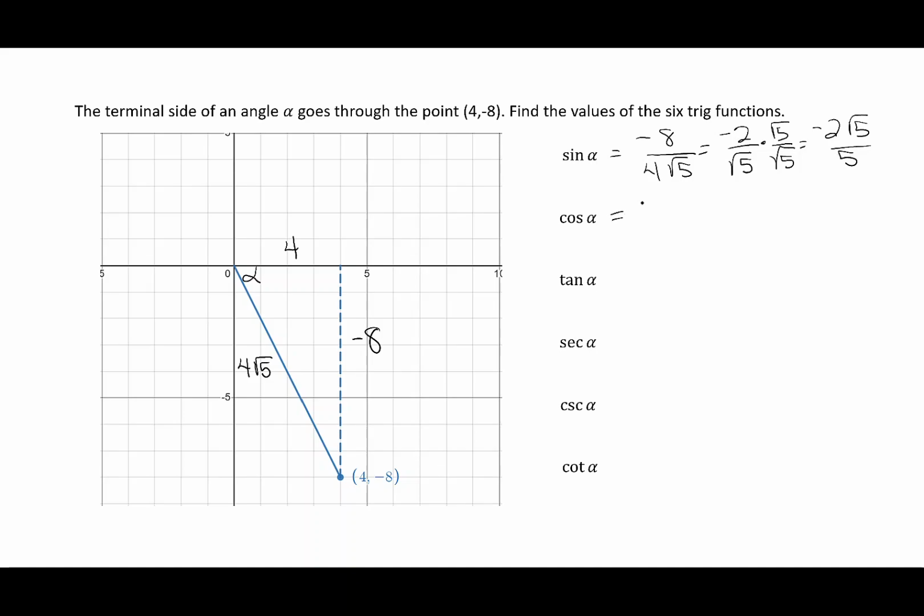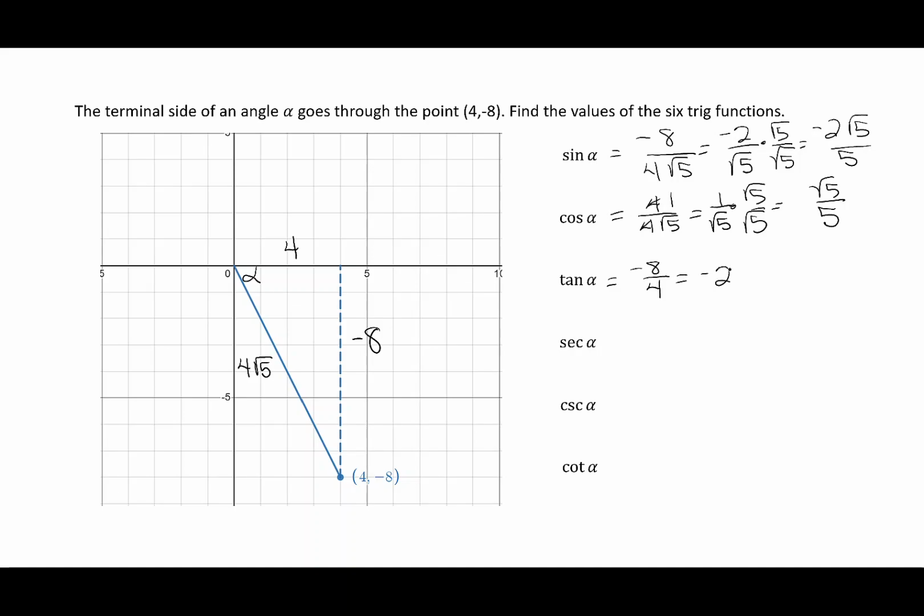Cosine will be the adjacent, which is 4, over the hypotenuse, 4 square root of 5. The 4's will cancel, leaving me a 1 in the numerator. 1 over the square root of 5, I'm going to rewrite by multiplying by the square root of 5 over the square root of 5. This gives me the square root of 5 over 5. Tangent of alpha is the opposite, -8, over the adjacent of 4. -8 over 4 gives me -2.